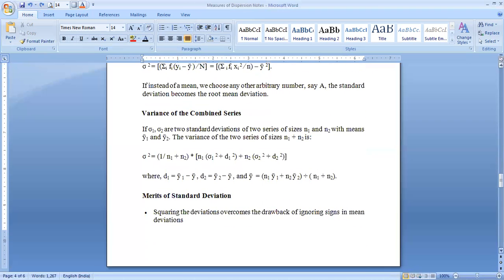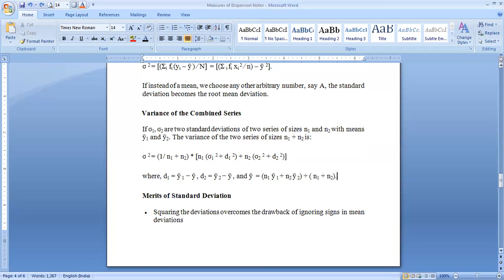Now next we discuss the variance for the combined series. So if sigma 1 and sigma 2 are the two standard deviations of the two series of size n1 and n2, which means y1 bar and y2 bar, then the variance of two series with size n1 plus n2 is given by sigma square is equal to 1 by n1 plus n2, and the whole term is multiplied by n1 into sigma 1 square plus d1 square plus n2 into sigma 2 square plus d2 square.